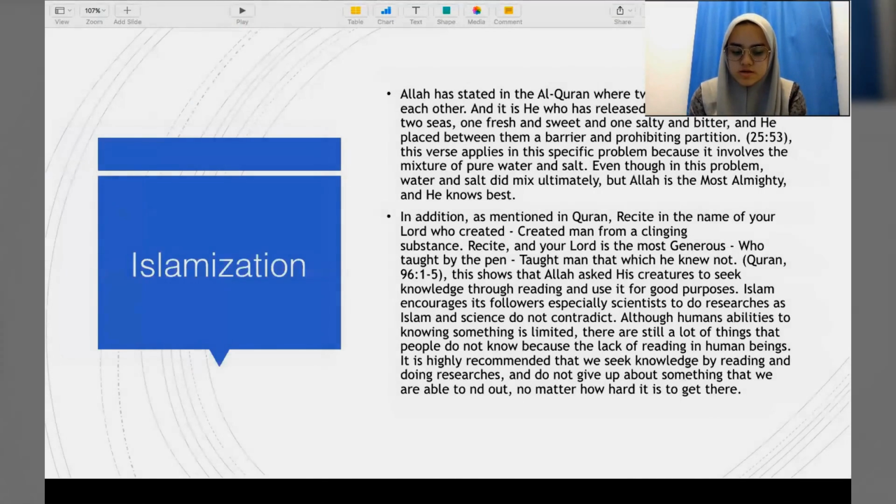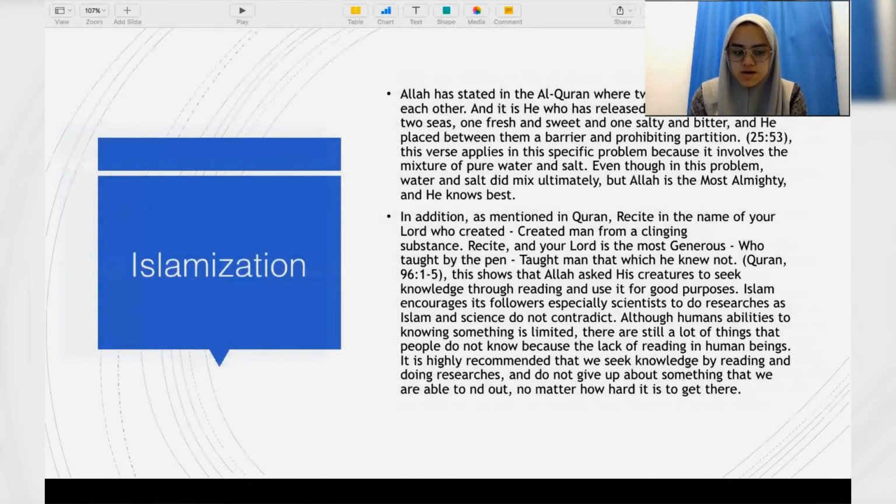As mentioned in the Quran, Surah Al-Alaq, which asked us to read, it shows that Allah asked His servant to read and to seek knowledge through reading and use it for good purpose. Islam encourages its followers, especially scientists, to do research as Islam and science do not contradict.